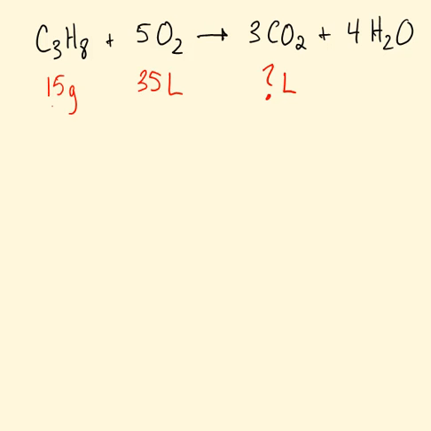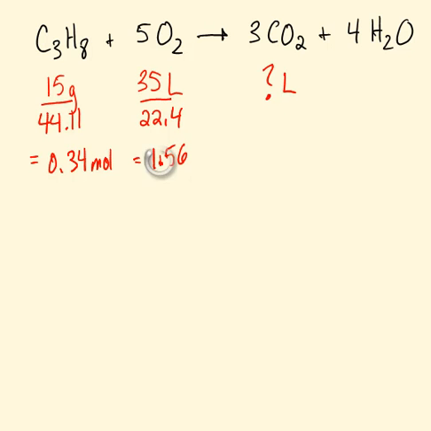So I'm going to divide this by the molar mass, which is 44.11 grams per mole, and that gets me 0.34 moles. To convert 35 liters of oxygen to moles, I'm going to divide that by 22.4, the molar volume of a gas, liters per mole, and I get 1.56. There we go, 1.56 moles.